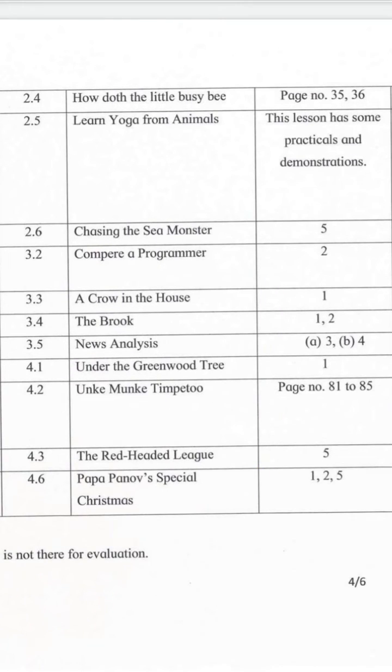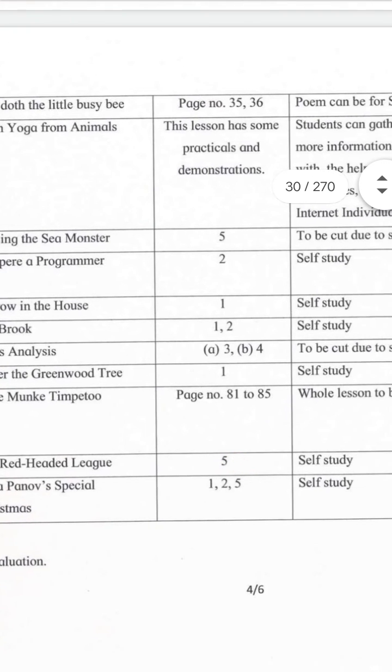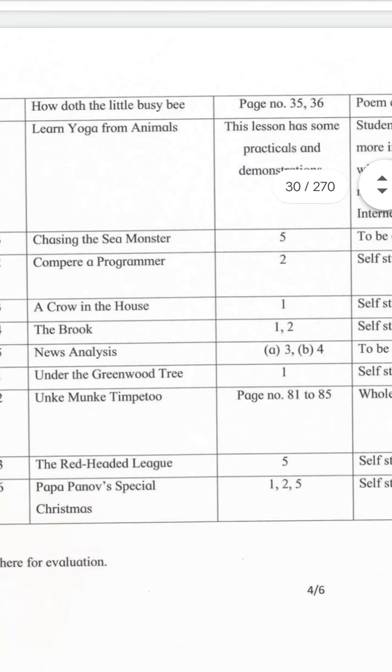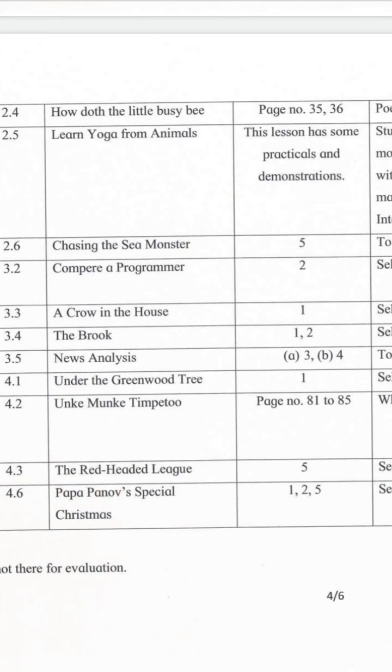2.4, How Doth the Little Busy Bee, page number 35 and 36. The poem is for self study. That means this poem is not there for your evaluation.